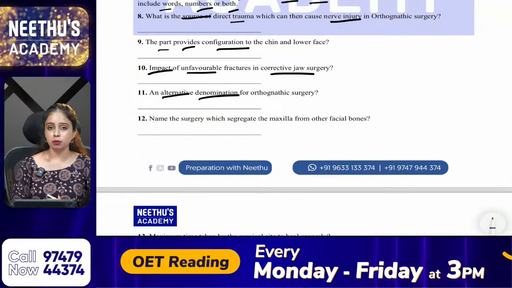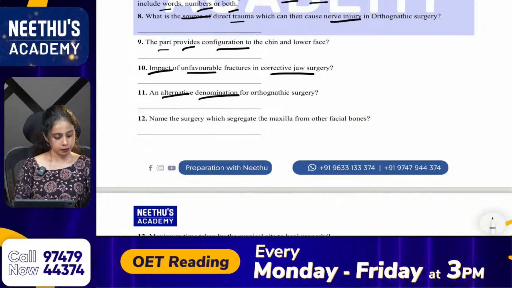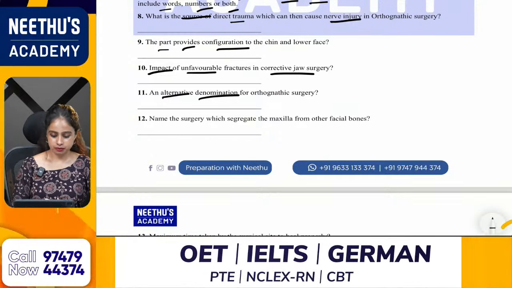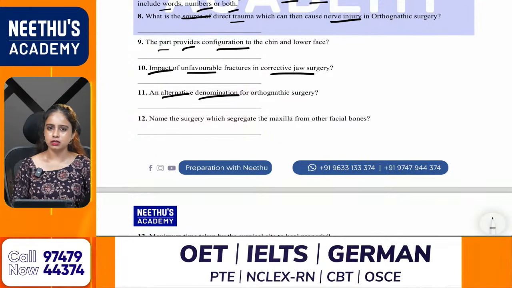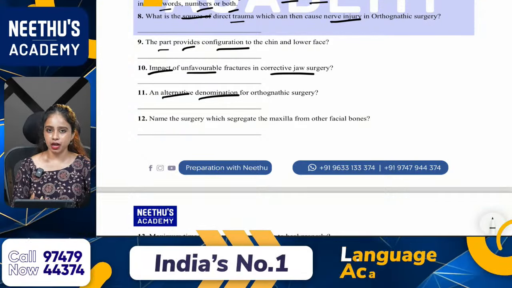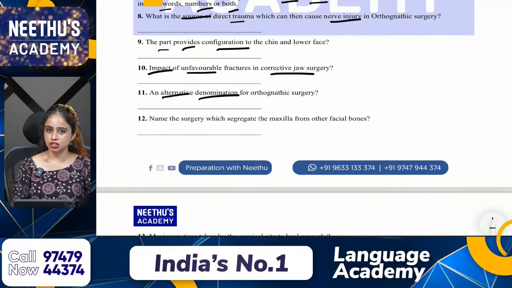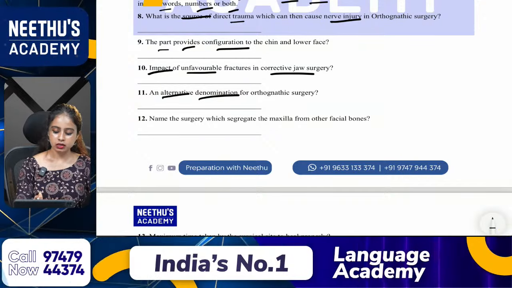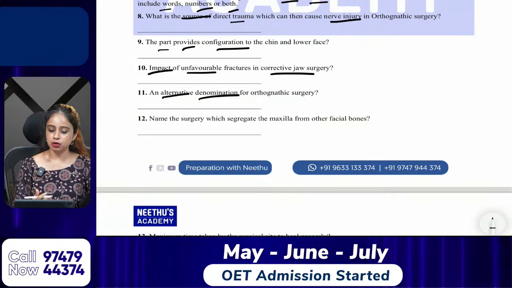Okay. So, the next question, 11th one, an alternative denomination for orthognathic surgery. Alternative denomination, denomination which means what? What is denomination? Which means name, alternative name or alternative designation. Okay. So, that is, what is the alternative name for orthognathic surgery.